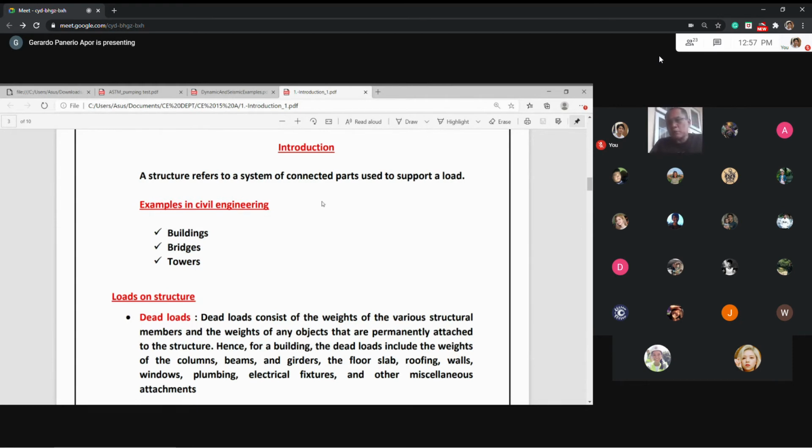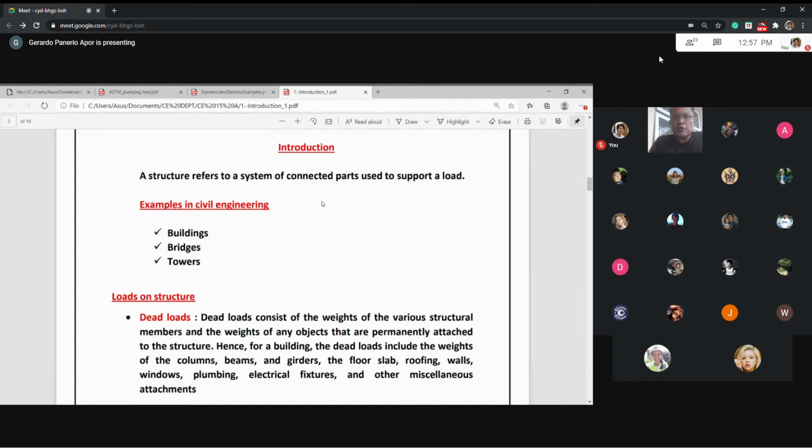The same also goes for a structure. If you are making a building, a building is a system of connected parts, because a building is made up of columns, and there are a lot of columns in a building. It's not only 1, 2, 3, 4, but maybe 100 columns, no? And then also beams. You can distinguish columns from beams because most columns are vertical, but not limited to vertical. A column can also be horizontal.